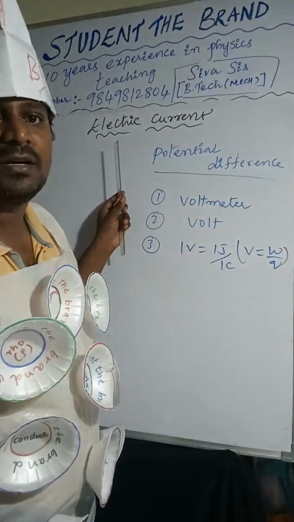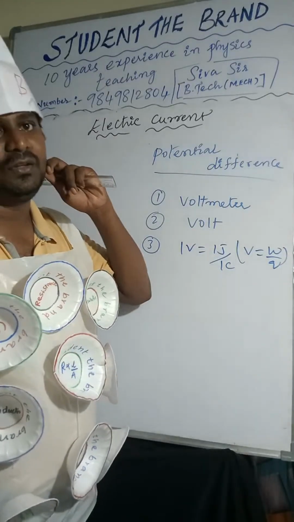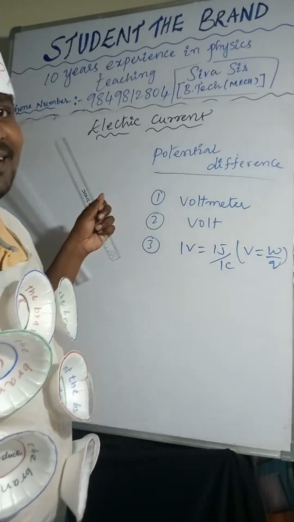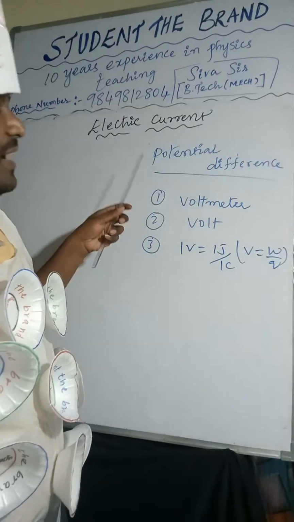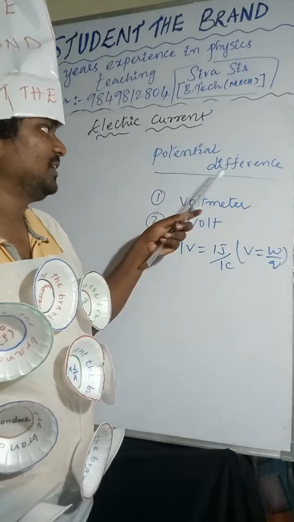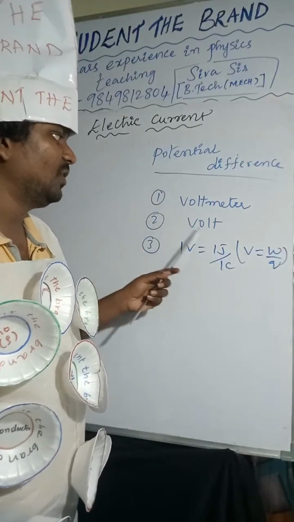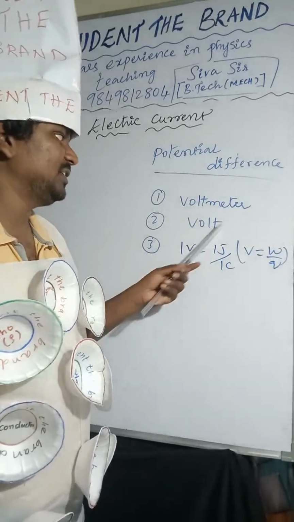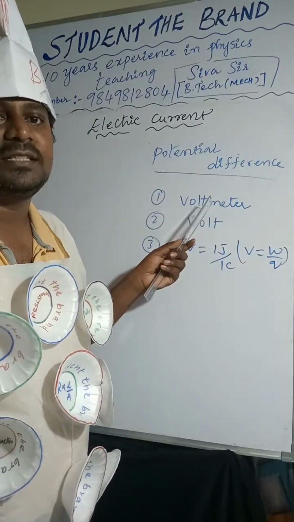Sir, I have a doubt. What is it? So the number of electric lines passing through unit cross-sectional area. Okay? Okay, done. Come to the point. So the SI unit of potential difference is volt.